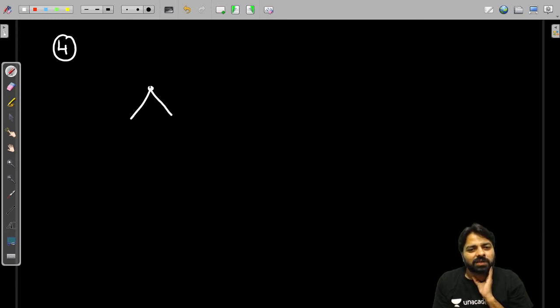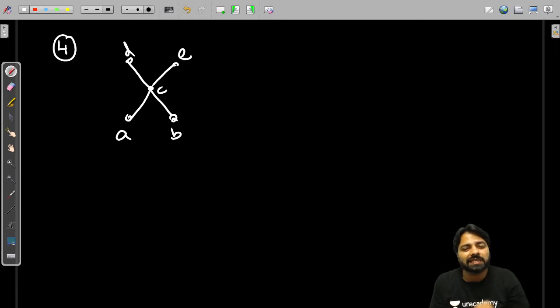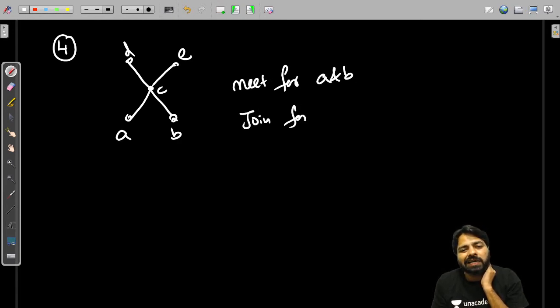Yeah, you can look at mixing the concept. I'm mixing them: A, B, C, D, E. Now you can say that the meet for A and B is missing, and the join for D and E is missing. Join means least upper bound, and both do not exist.